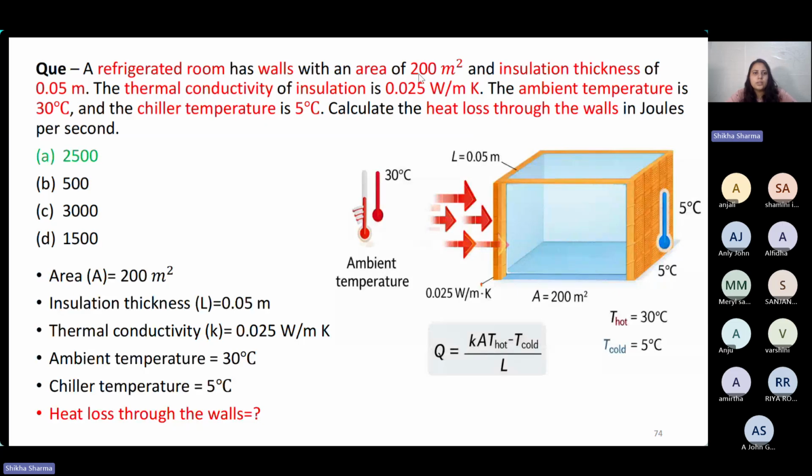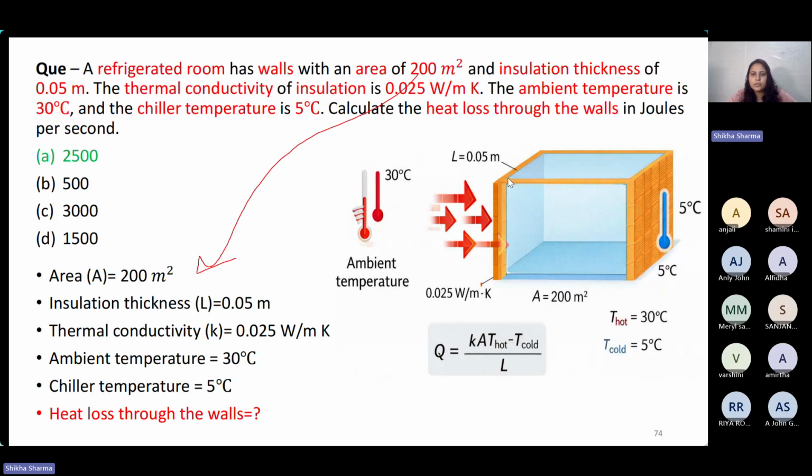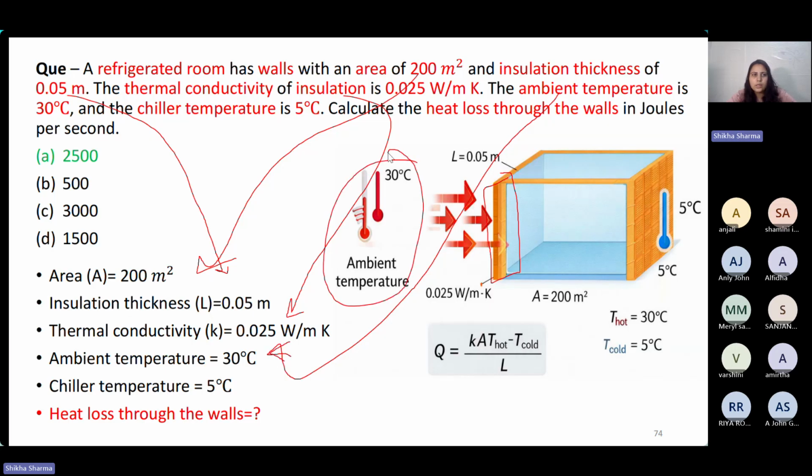So the area is given as 200 meter square of this refrigerated room wall. The insulation thickness is given as 0.05 meter. The thermal conductivity of this insulation is given as 0.025 watt per meter Kelvin. The ambient, outside temperature is given as 30 degrees Celsius, and the chiller temperature, or this refrigerated room temperature, is 5 degrees Celsius. So we need to calculate the heat loss through the walls in joule per second.